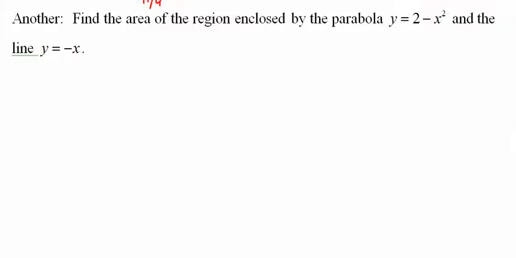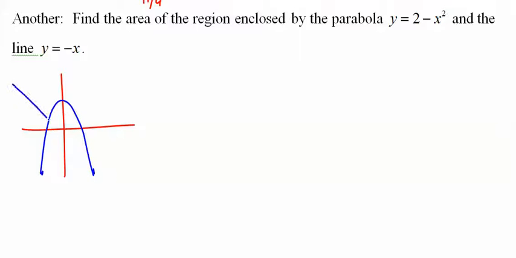Another one: find the area of the region enclosed by the parabola 2 minus x squared and the line y equals negative x. At this point, you say, how the heck am I supposed to know what it looks like? And I say, that's why you spent all that time in pre-calc working on this sort of thing. Negative x squared plus 2 is something like this. Y equals negative x is something like this, preferably through the origin. So we must be talking about that.